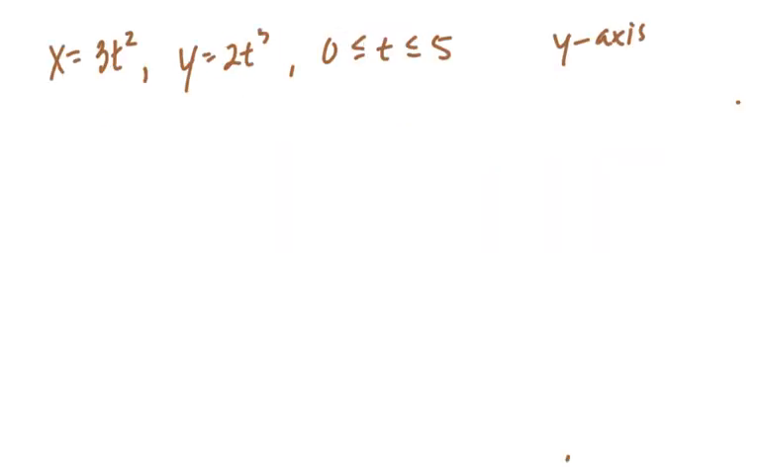So we start off with dx over dt is 6t, and dy over dt equals 6t squared. So now let's look at our formula.